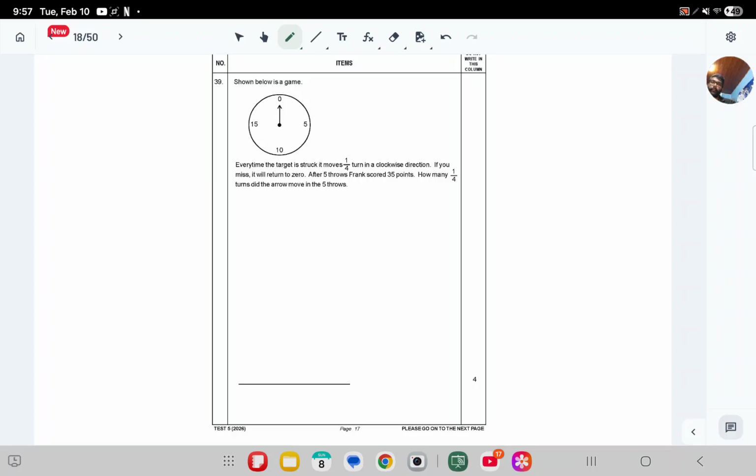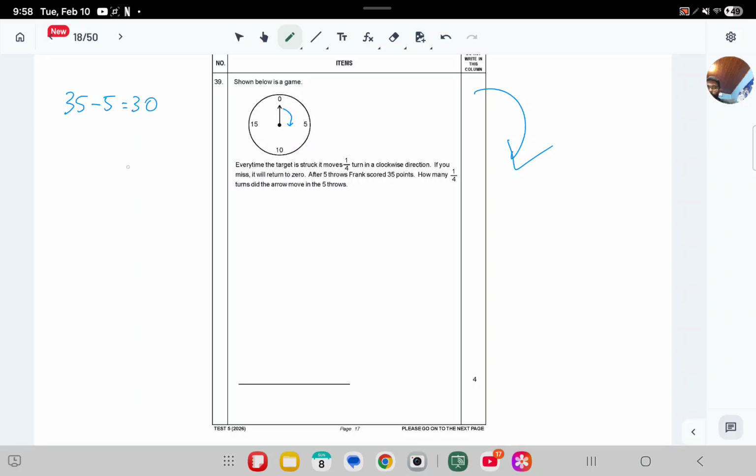Number 39. The setup shown below is a game. Every time the target is struck, it moves 1/4 turn in a clockwise direction, which is this way. If you miss, it will return to 0. After 5 throws, Frank scored 35 points. How many quarter turns did the arrow move in the 5 throws? So you have 5 throws to make 35 points. So 35, take away 5. So 1 throw, you go on here.